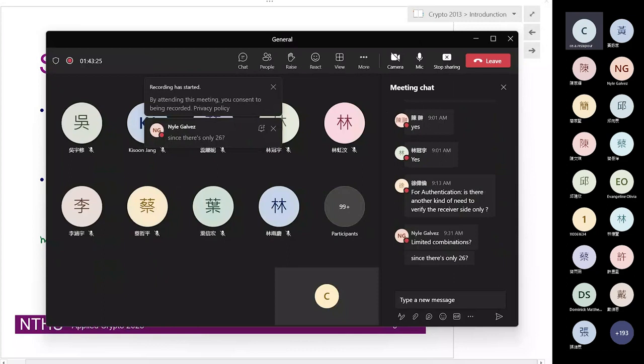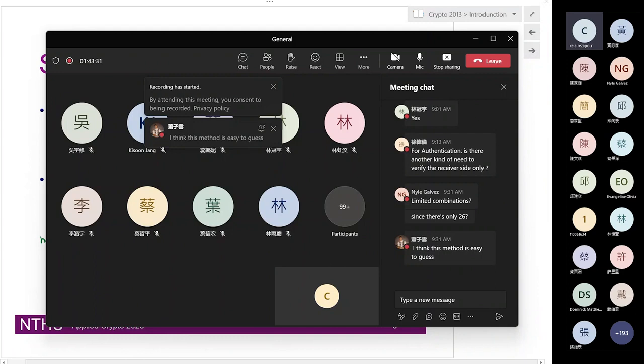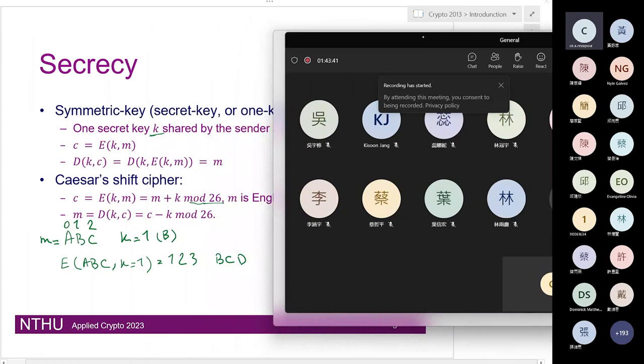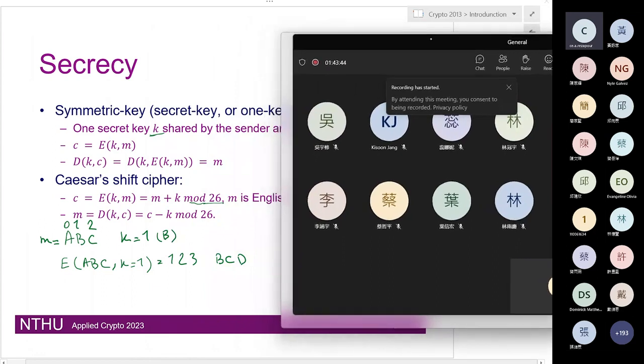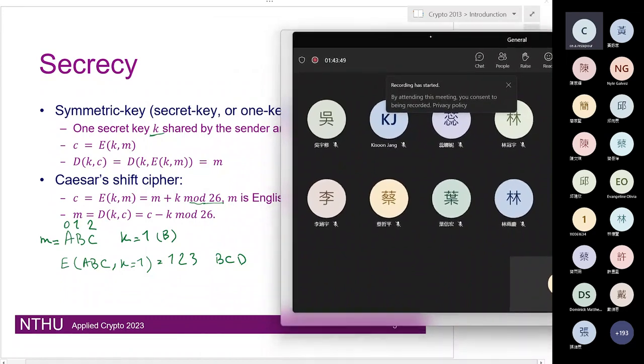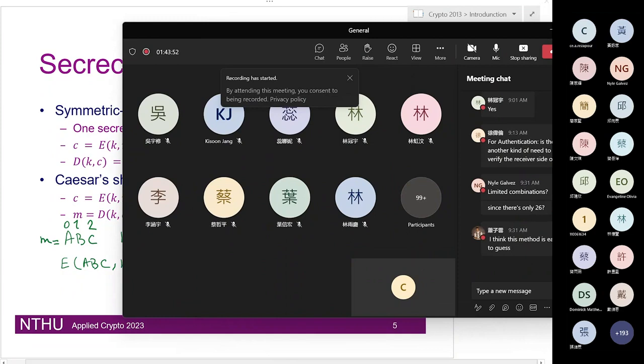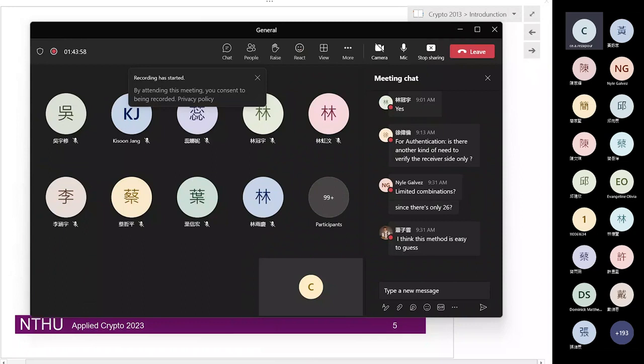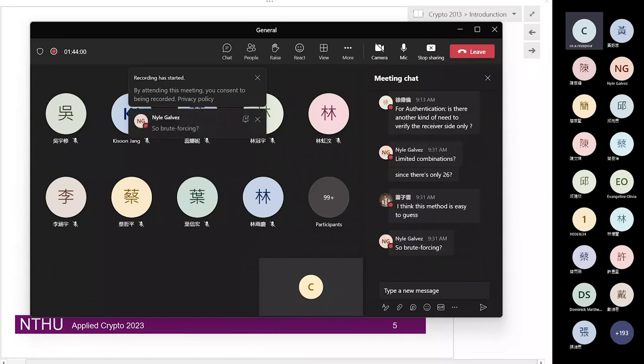Limited combination. Yeah, very good. So the key can take only values from 0 to 25, right? So nothing would stop you from trying all the possible keys, and then you will be able to break it, right? In the worst case, by trying 26 different keys, you are able to break any of these messages, right? There are a number of issues again, one of them is brute forcing.